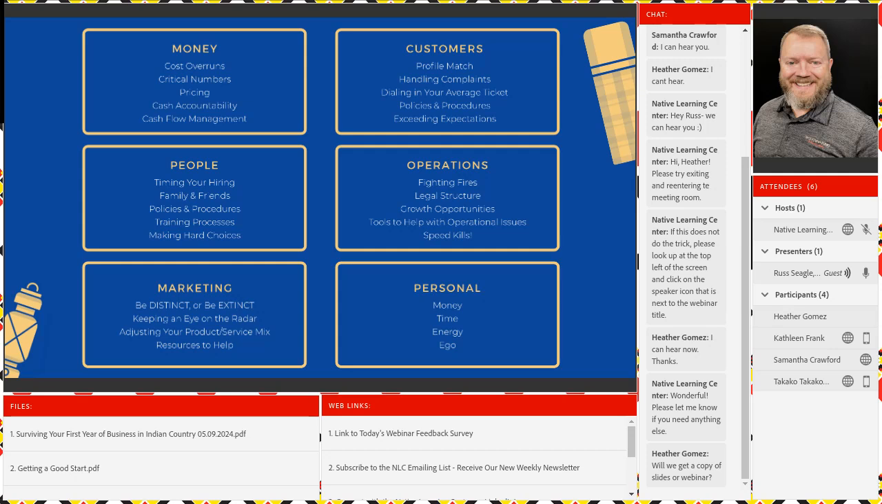You also have to maintain an accountability of your cash flow. You have to know when your cash is coming in, when your cash is going out, so that when those bills come to you, you actually have the money to pay them.